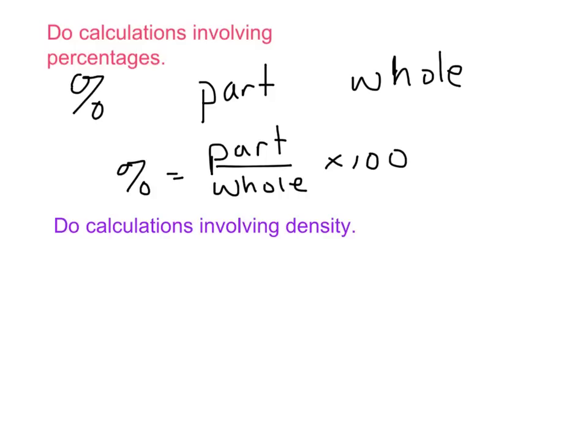You also need to be able to do calculations involving density. Remember, density is equal to mass divided by volume. Remember, if you're in love, you're dense, so divide it and you've got your M and your V. I can give you any two of these and you should be able to solve for the third. So I could give you density and volume and ask you to solve for mass. I could give you mass and volume and ask you to solve for density. Any of those you should be able to solve for, so be ready for that.